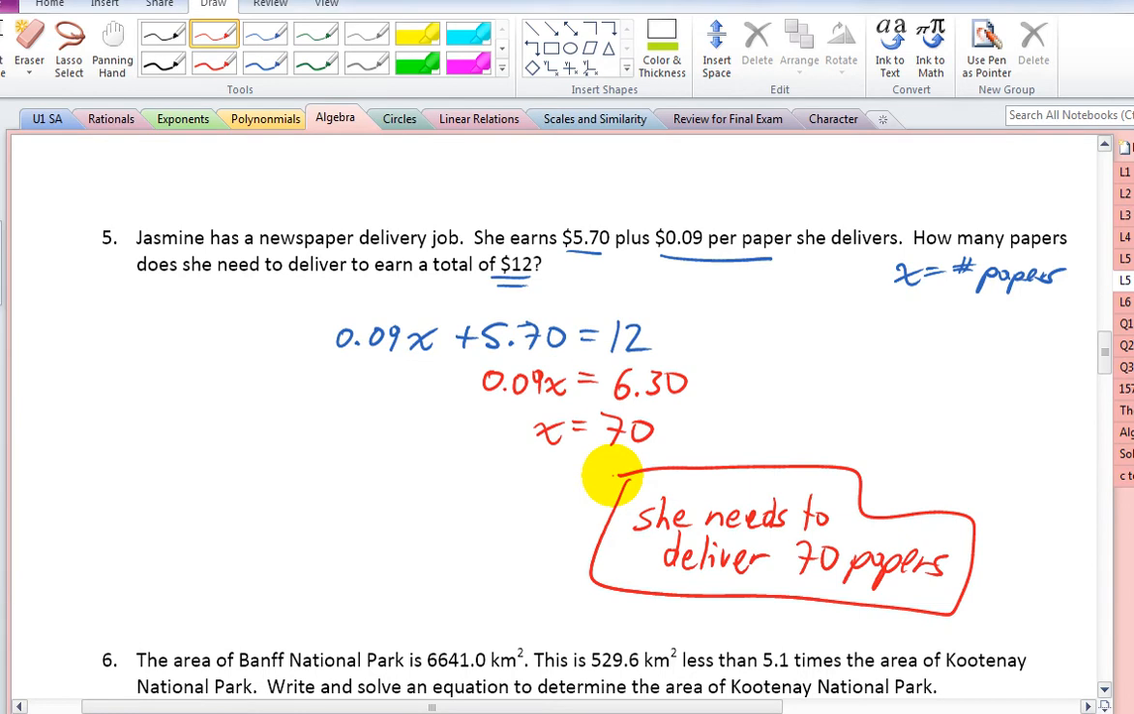Okay, so she probably could figure this out without doing an equation, guessing and checking. But making an equation now allows you to change things, and then you can quickly check different scenarios, right? So say she wants to be a high roller, make 20 bucks. Well, then she can just quickly change the 12 to a 20 and find out the information faster, okay? Or if she's kind of lazy, only wants to deliver 20 papers, why don't you figure out how much she'd make? So that's why equations are way more powerful than guessing and checking.